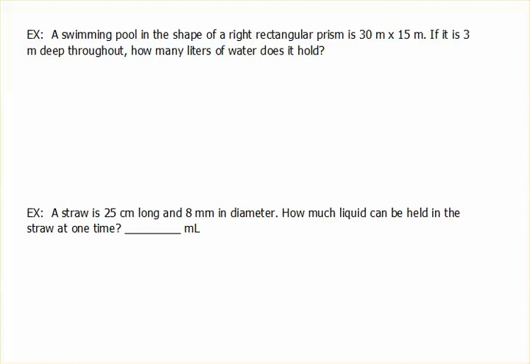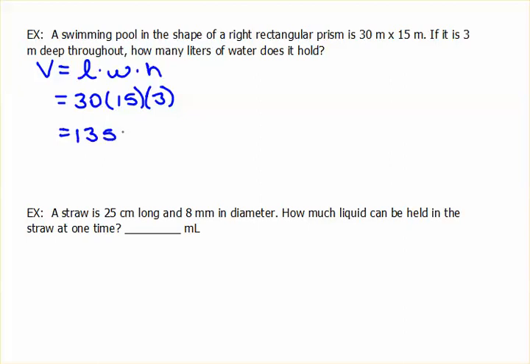Okay, well, this is a two-step problem because first we need to figure out the volume of this swimming pool. So we do know we have a formula for volume of a right rectangular prism is length times width times height. So the length of this pool is 30 meters, the width is 15 meters, and the height, or the depth, is 3 meters. When we multiply those all together, we end up with a volume of 1350 cubic meters.